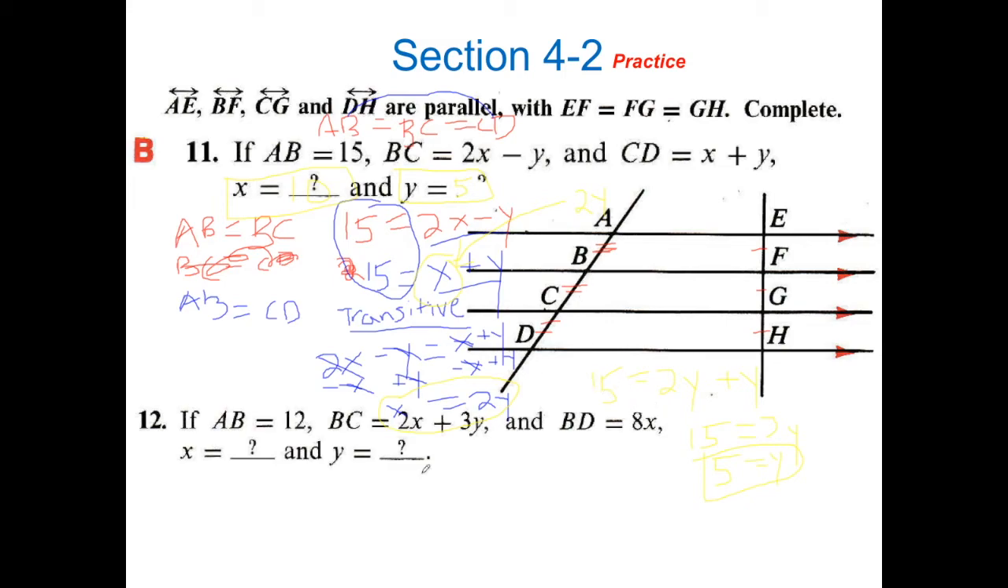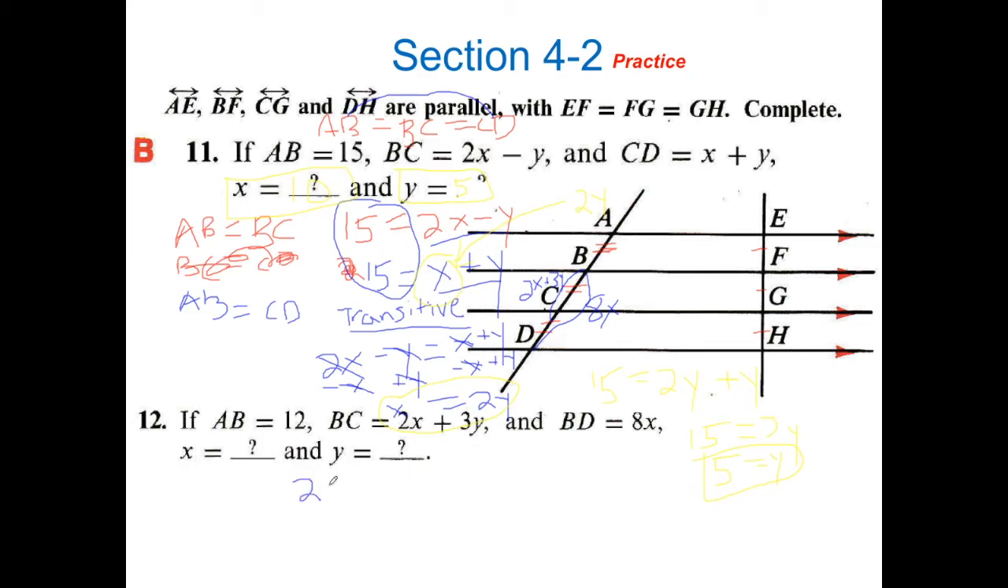So interesting here in part 12, we have this distance represented by 8x. And then the smaller half of that distance can be represented by 2x plus 3y. Okay, so now you're going to use that. Can I actually come up with an equation here? 2x plus 3y is this little guy here. Twice that is going to represent 8x. So yes, I actually can come up with an equation here.